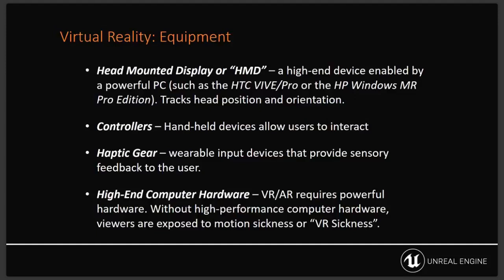Let's jump forward here to take a look at, continuing on our talk of virtual reality and the basics, some of the equipment and how it relates to Unreal Engine. So we're going to see how we can use something like a head-mounted display, and what you'll often hear is a head-mounted display referred to as an HMD, and that's literally the acronym for a head-mounted display. And this typically is a high-end device enabled by a powerful PC or some hardware that will allow us to run that.